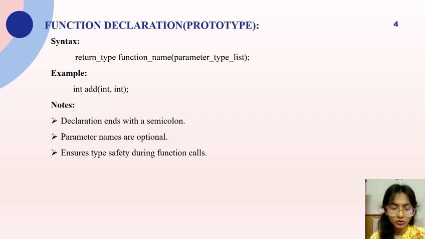Here I showed it through an example. Also, it's important to remember that the declaration must end with a semicolon. The parameter names are optional here, but the parameter data types are mandatory because they ensure our data safety during function calls.